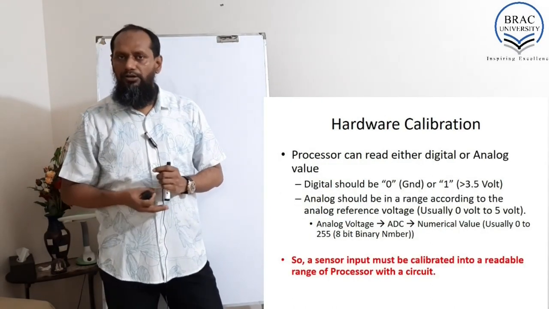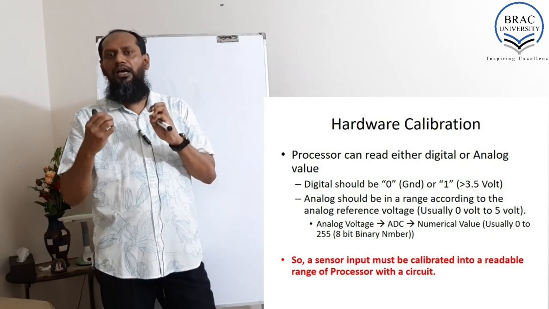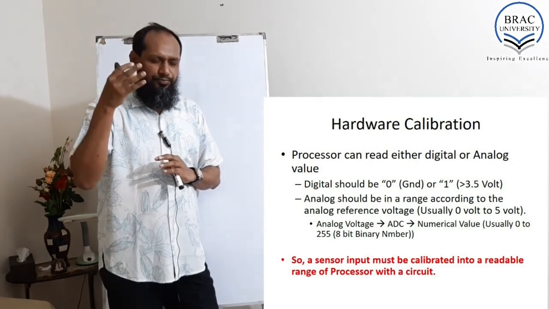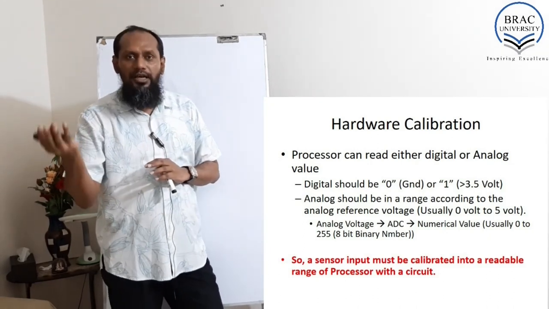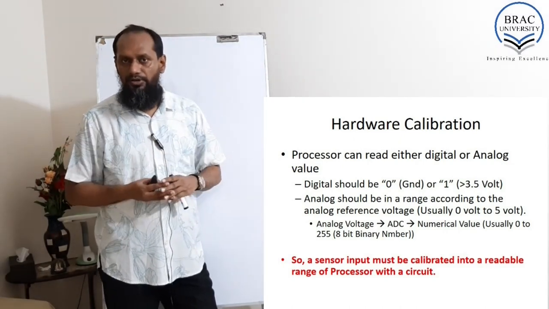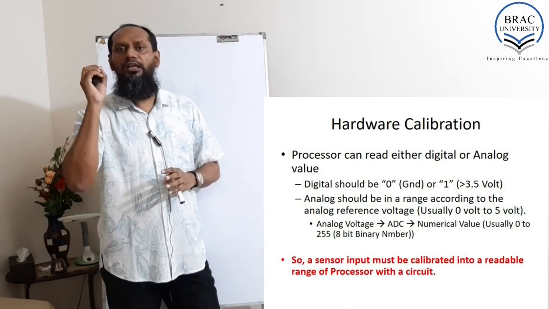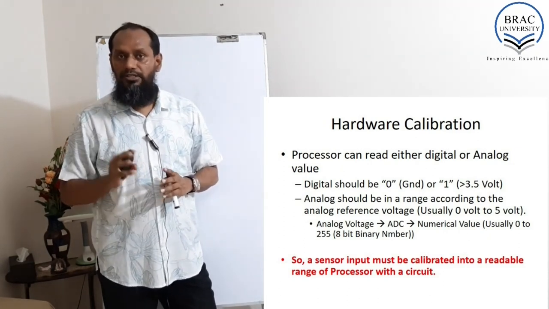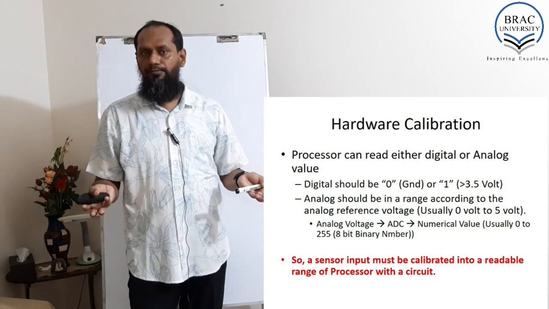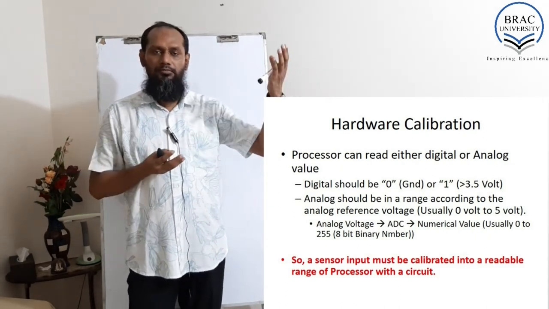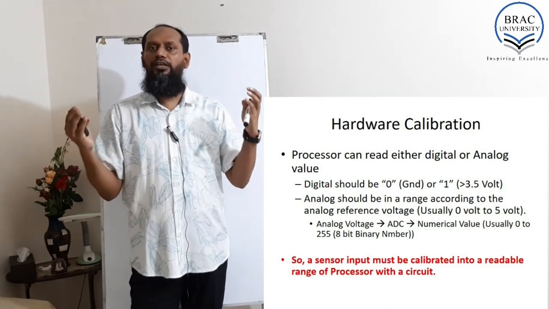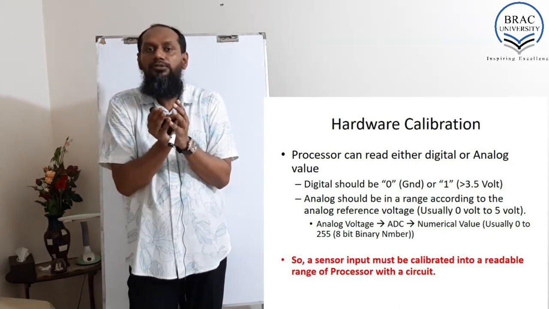Hardware calibration. What is hardware calibration? Different sensors are giving us different things. Some sensors are giving us just resistance. Some sensors are giving us voltage. Some sensors are giving us just currents. But our processor can only sense the voltage. Once again, our processor in our digital system, like a microcontroller, or whatever you say, Raspberry Pi, can only sense the voltage. So if some sensor gives us resistance, we cannot use it in our processor.